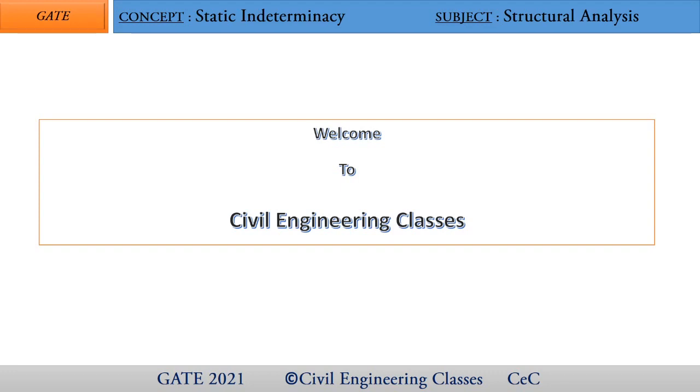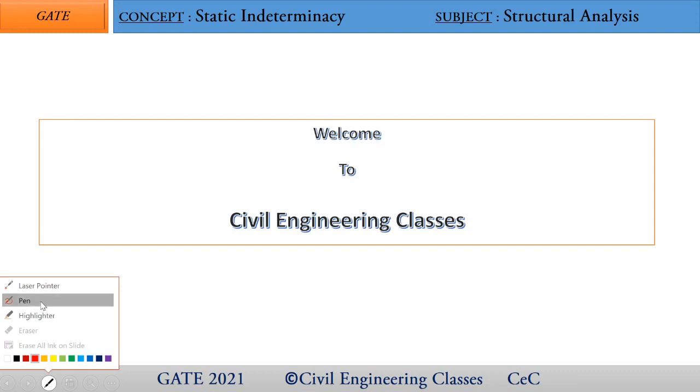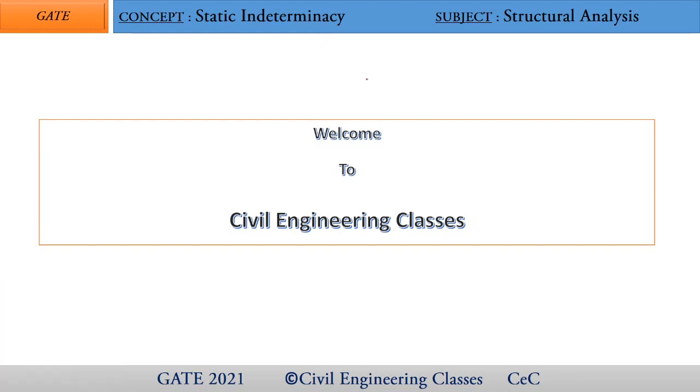So today onwards we will teach some GATE classes of civil engineering. As a part of the GATE classes, we are considering some important topics and we will teach the corresponding concepts, and we will solve some examples and also some previous GATE year questions. Okay. So today we are taking a concept called static indeterminacy from a subject, structural analysis. Okay. So let's start this concept.